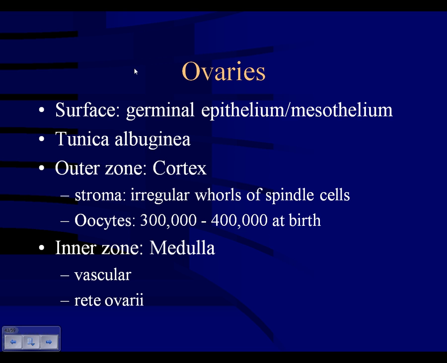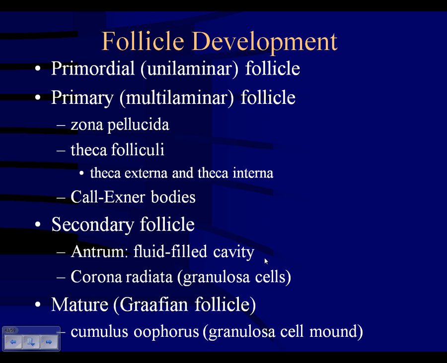So the inner zone is called the medulla, and it's vascular and has a network of tubules, if you catch just the right section, called the rete ovarii. Okay. Then the follicle development. First thing you have is your primordial follicle. That's the one you see a lot of in newborns or in children.